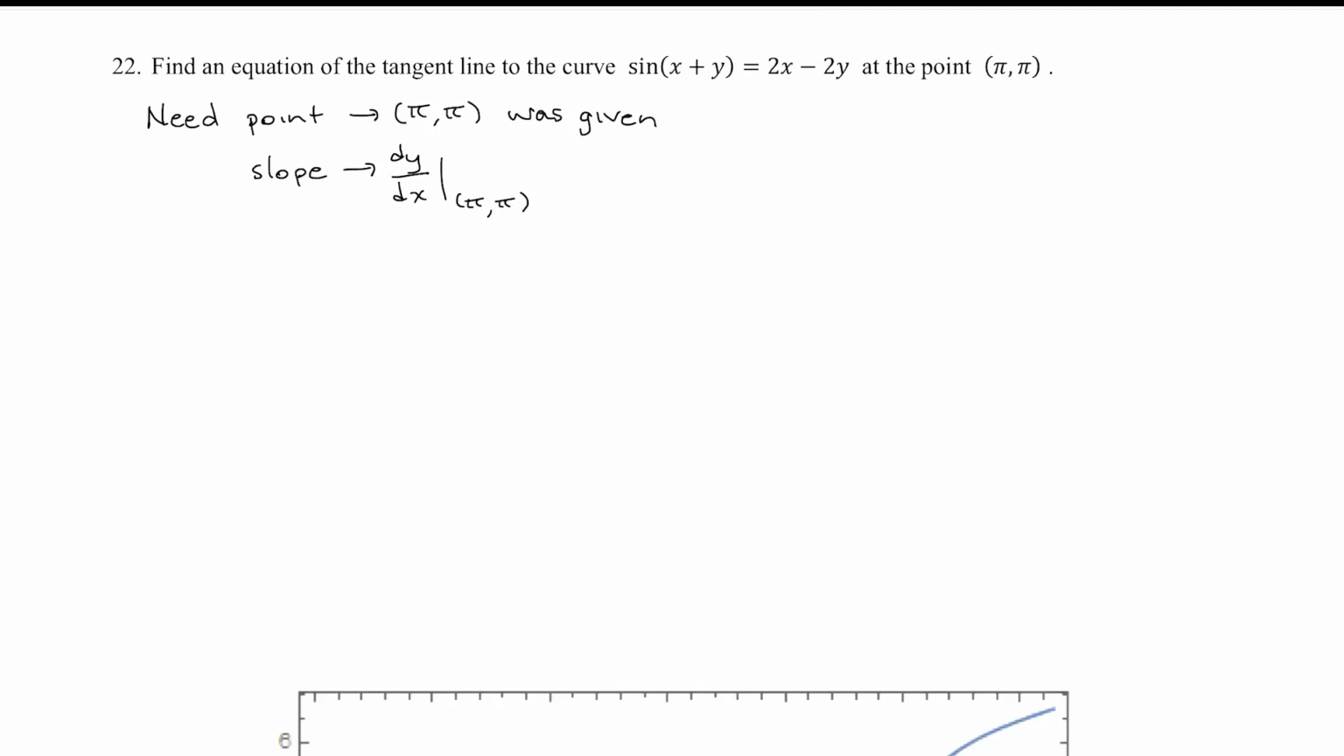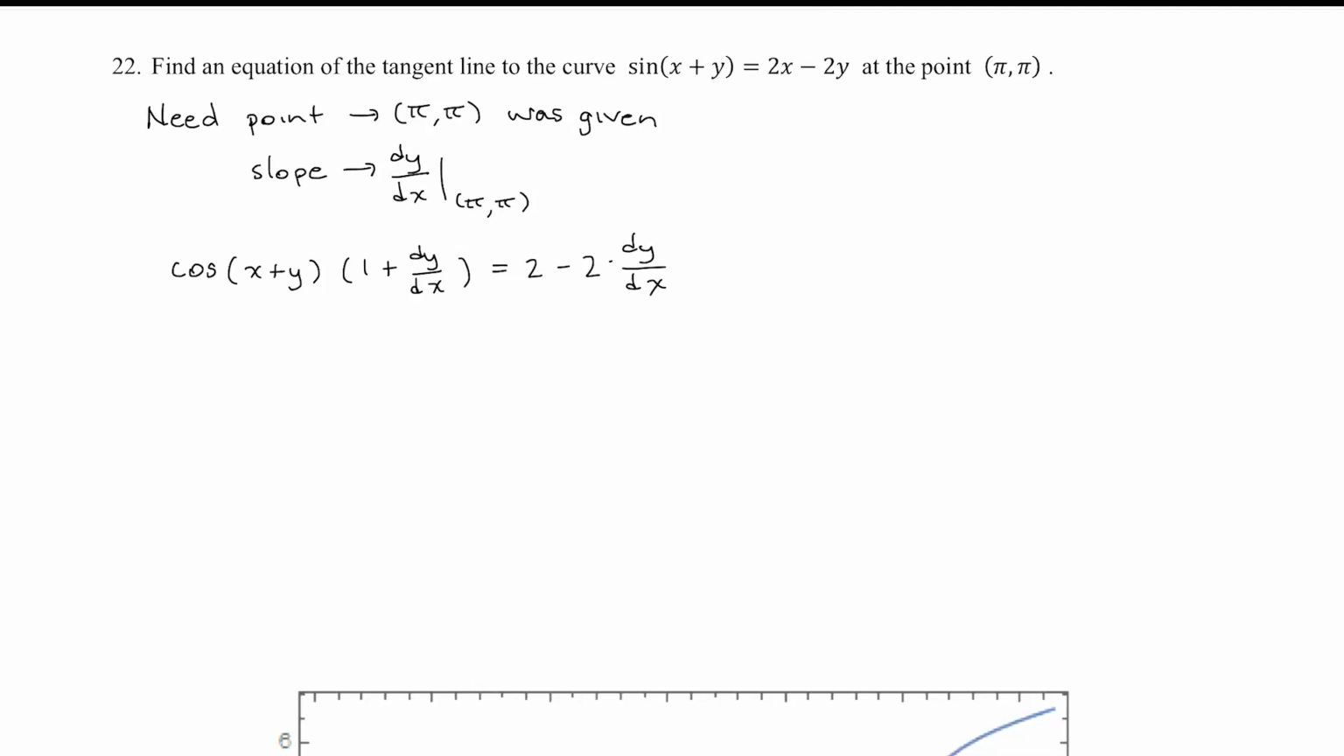So we are going to find the derivative of both sides. So the derivative of the sine of x plus y in general is the cosine of x plus y times the derivative of x plus y. The derivative of x is 1. The derivative of y is dy dx. On the right-hand side, we're going to find the derivative there. Derivative of 2x is 2. The derivative of 2y is 2 times dy dx, because once again, y is a function of x.